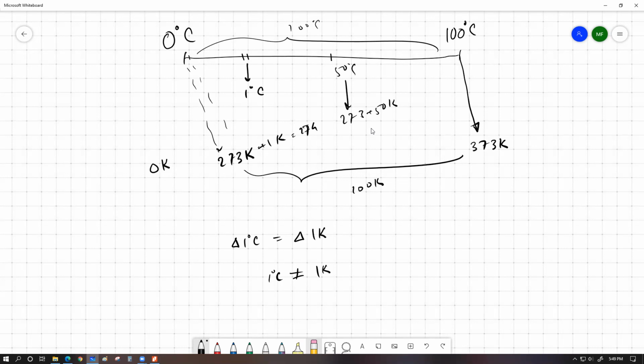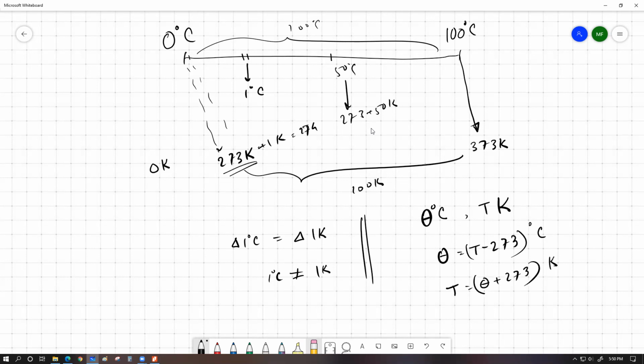So like that, if you want to convert the degree Celsius value into Kelvin value, we have to add 273 to it, and vice versa. If you want to convert a Kelvin temperature into a degree Celsius value, we have to subtract 273. There is a very basic formula in terms of variables that I can show you: if you are trying to define two different temperatures, let's say theta degree Celsius and T Kelvin, then we can write that theta equals T minus 273 degrees Celsius, or we can write T equals theta plus 273 Kelvin. So these are two equations that can help us to convert between the two scales.